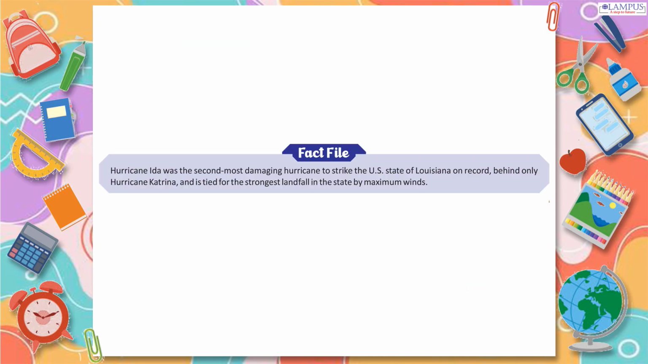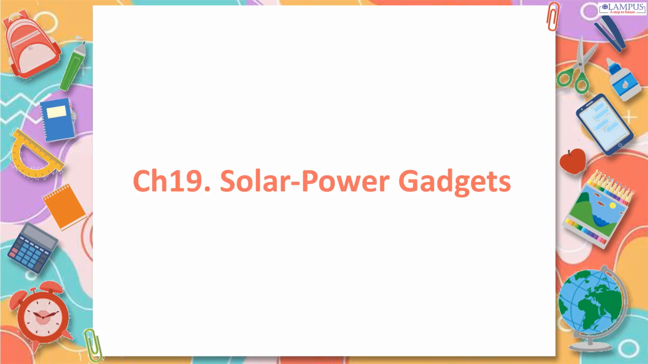Fact file. Hurricane Ida was the second most damaging hurricane to strike the U.S. state of Louisiana on record, behind only Hurricane Katrina, and is tied for the strongest landfall in the state by maximum winds. Chapter 19. Solar Power Gadgets.